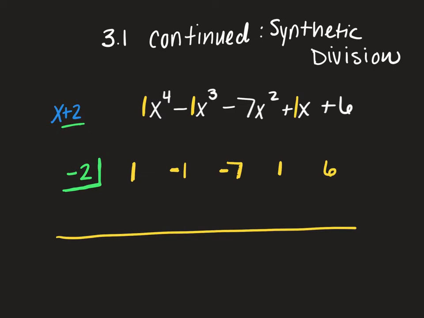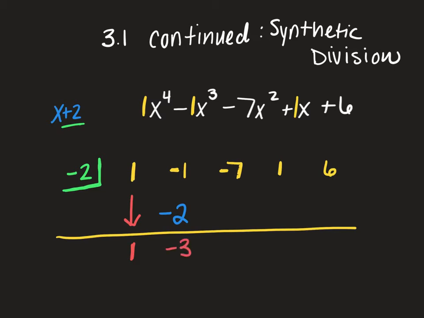Then what you're going to do is bring down that first number. So we're going to bring down that 1. Then we're going to take our 1 and multiply it by -2. So 1 times -2 is -2. And then we're going to put that number above our line over here. Then we're going to add these two numbers together. So -1 plus -2 is -3.